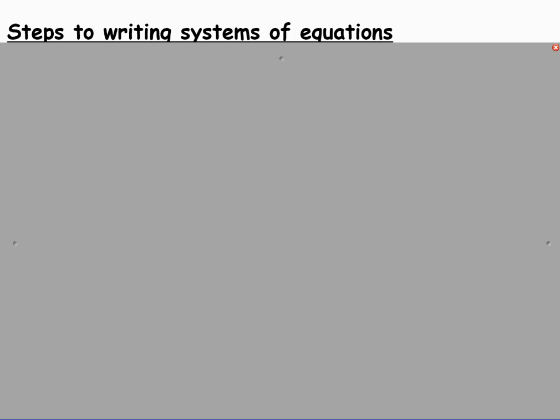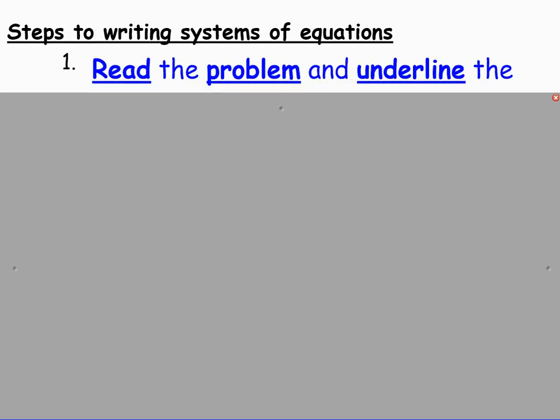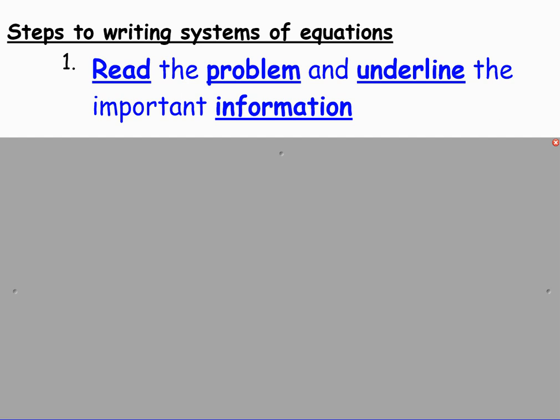So every story problem, every real-world situation is going to be different. However, there's kind of a general process that you can follow in order to help you write a system of equations. The first part of that is pretty obvious. Read the problem. And then once you've read it one time, read it again. This time, make sure you underline the important information. When you underline the important information, it can make a giant chunk of text look a lot more understandable.